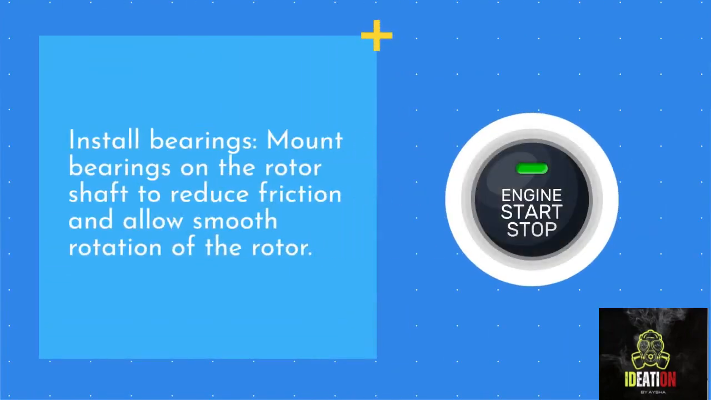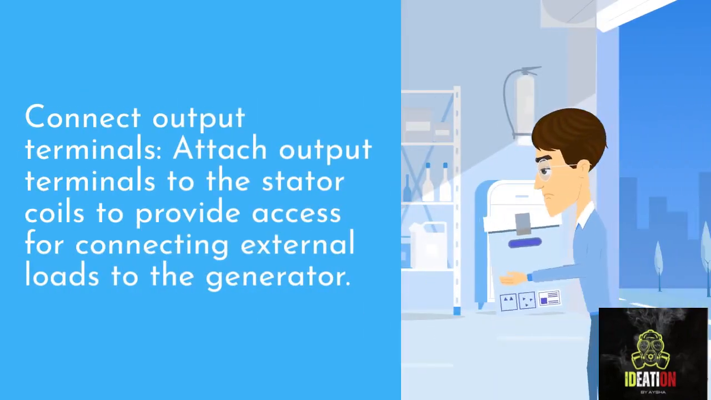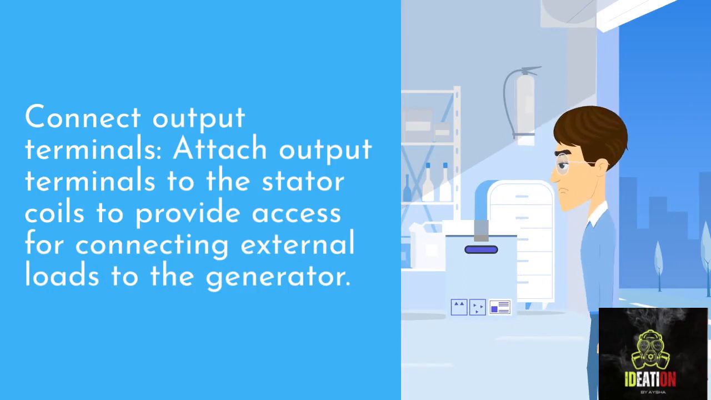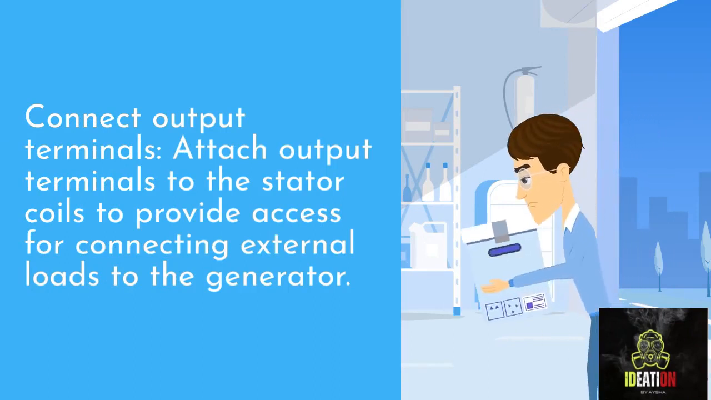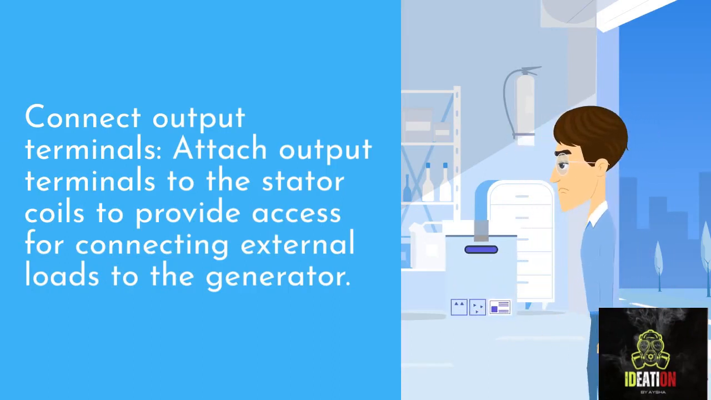Install bearings. Mount bearings on the rotor shaft to reduce friction and allow smooth rotation of the rotor. Connect output terminals. Attach output terminals to the stator coils to provide access for connecting external loads to the generator.